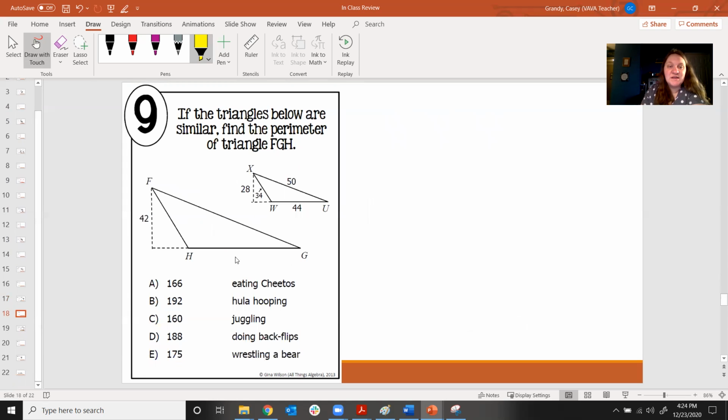In number 9, it tells me the height or the altitude of the first triangle and the altitude of the second triangle. It doesn't tell me the length of any of these three sides. So you might want to call them variables, x, y, z, or a, b, c, or whatever floats your boat. Set up some proportions and solve for each missing side. Then you can find the perimeter of triangle FGH. Try that now.